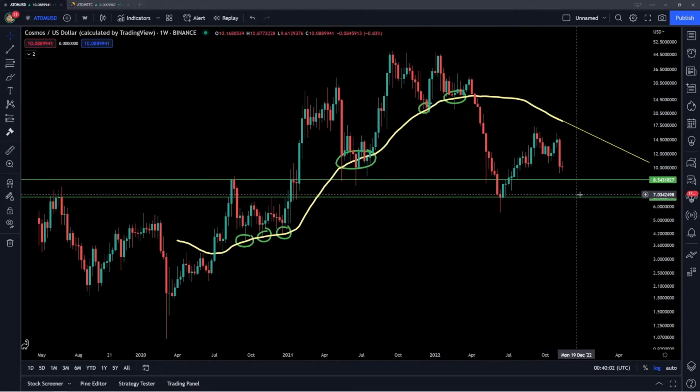Now, I also do want to talk about this longer term zone of support, which we have from $6.78 all the way up to $8.50.